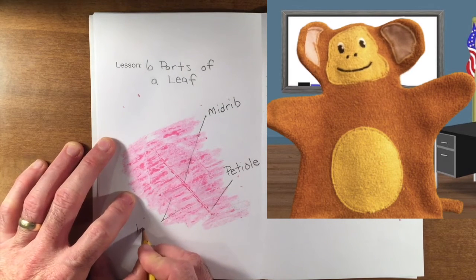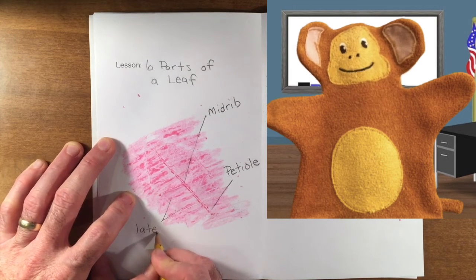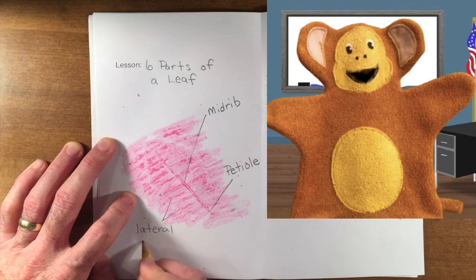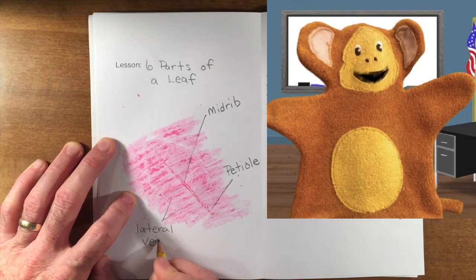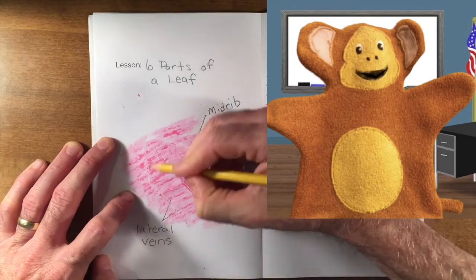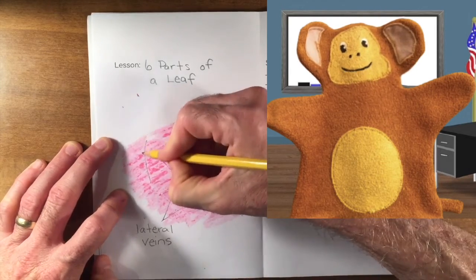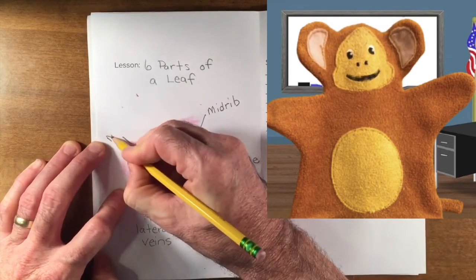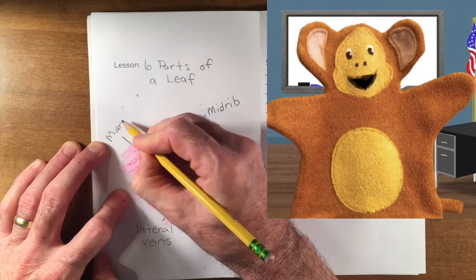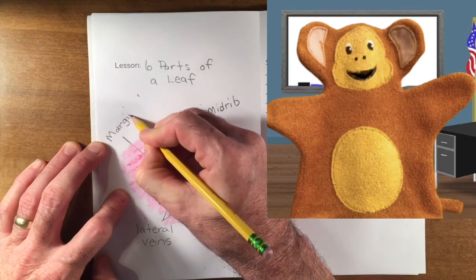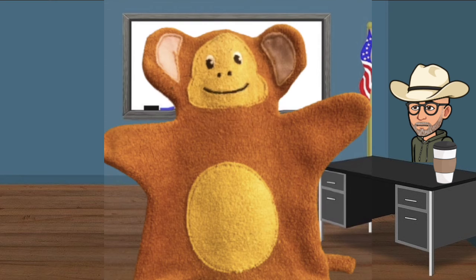We'll also be talking about the lateral veins, Mr. Garland. Lateral veins are the veins that come off of the midrib. And finally, Mr. Garland, we would also like to discuss the edge of the leaf, which is referred to as the margin.